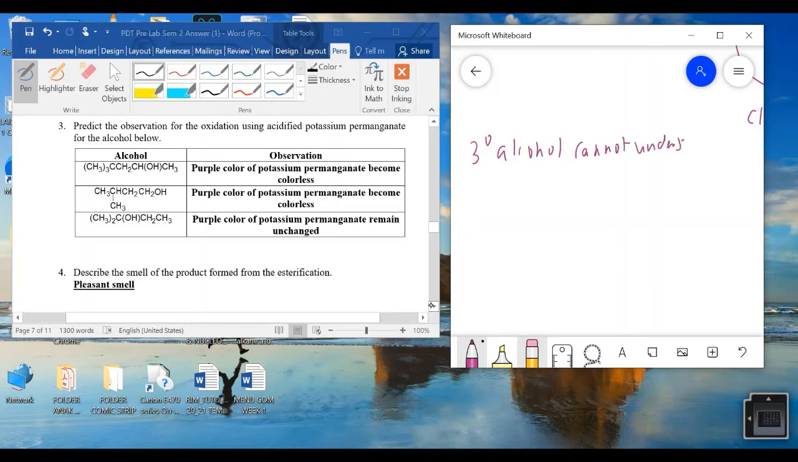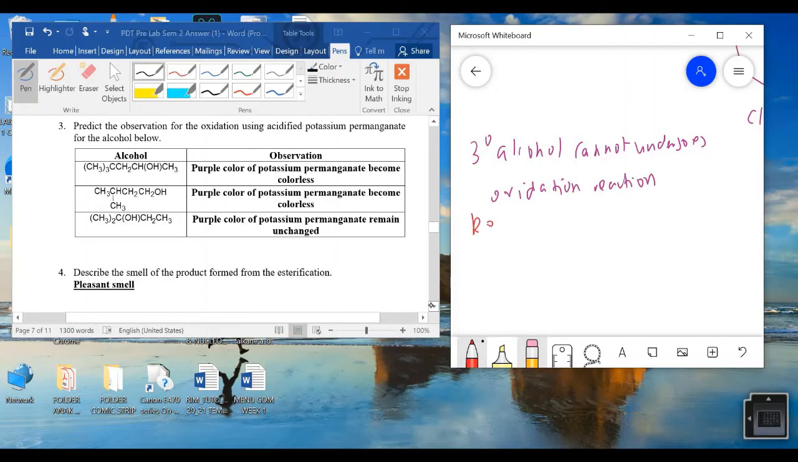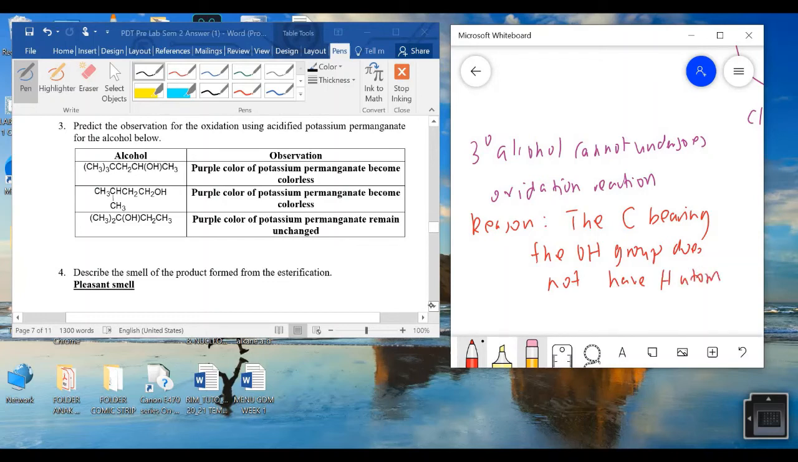So remember, tertiary alcohol cannot undergo oxidation reaction. Okay, apa reason dia? Why? So reason dia, the carbon bearing the OH group does not have hydrogen atom attached to it. Maksudnya, karbon yang pegang OH group tu tak ada hydrogen atom attached kepada dia.